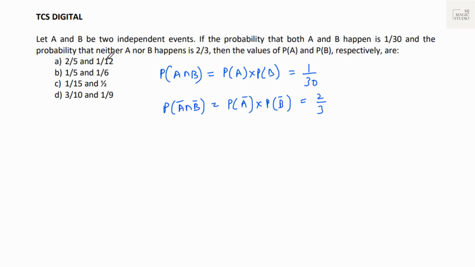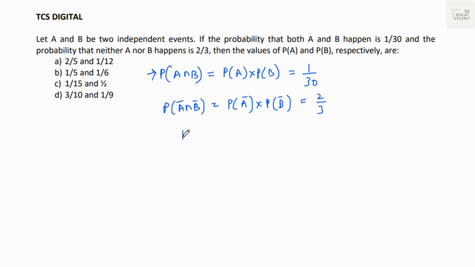2 by 5 into 1 by 12 will be 1 by 30. 1 by 5, 1 by 6 is 1 by 30. 1 by 15 and half is also 1 by 30. 3 by 10 into 1 by 9 is also 1 by 30. So if we follow this, then all the 4 options are applicable. That means we need to work out with this.